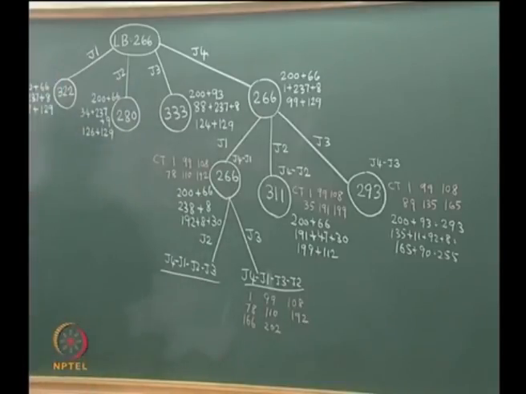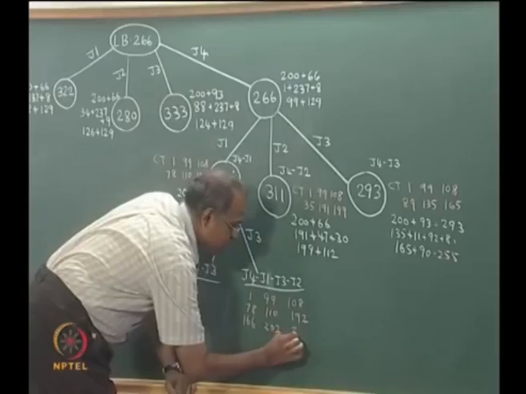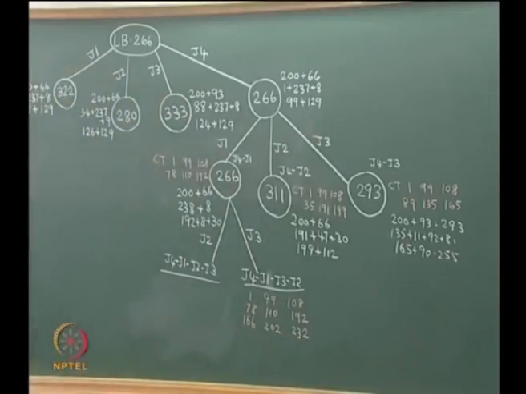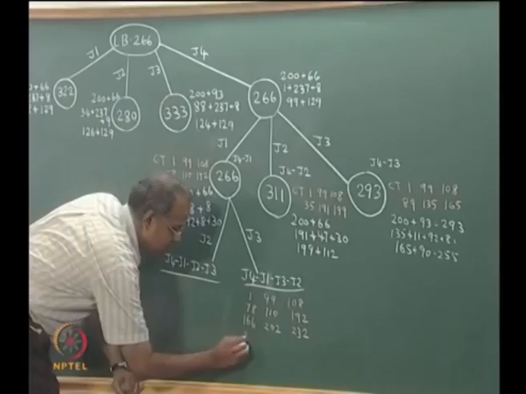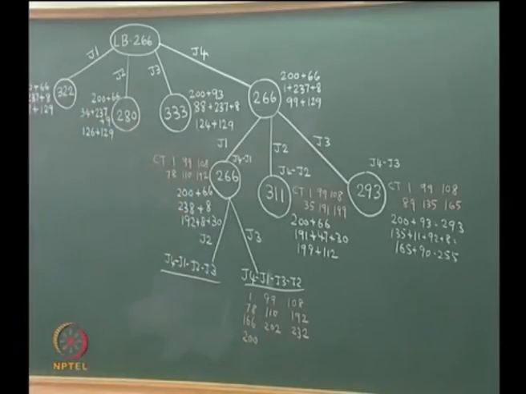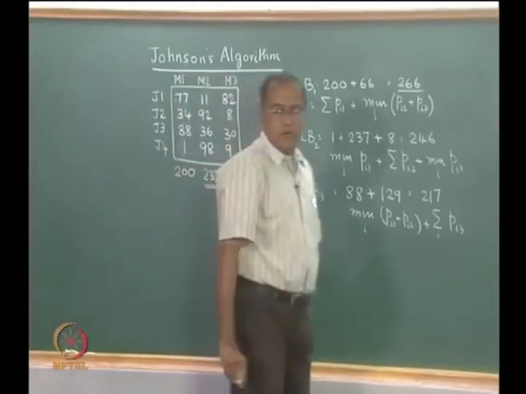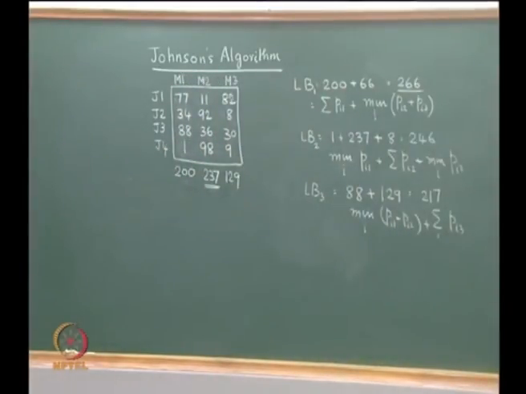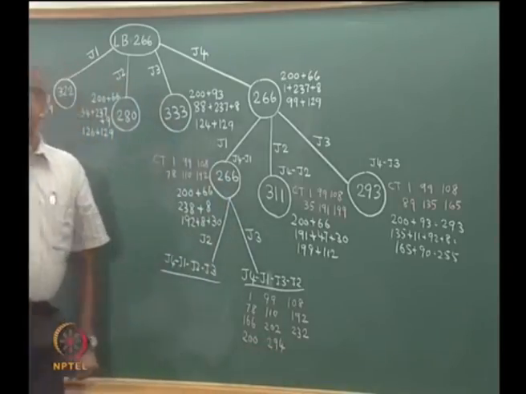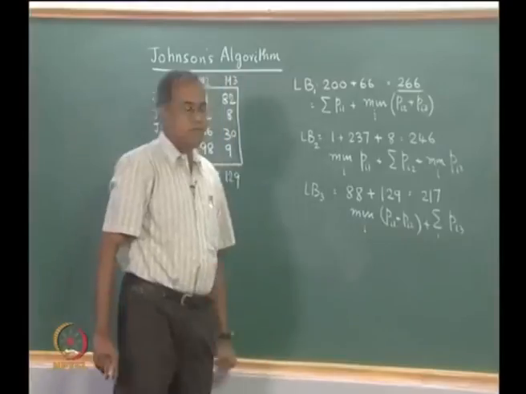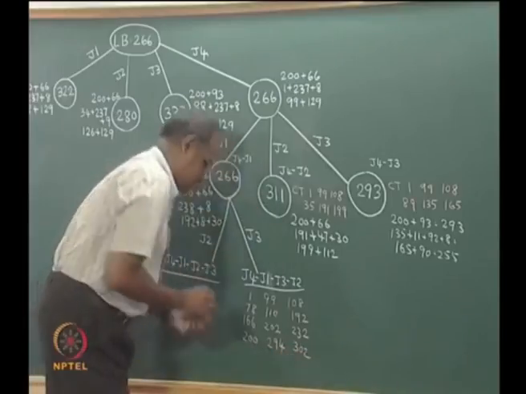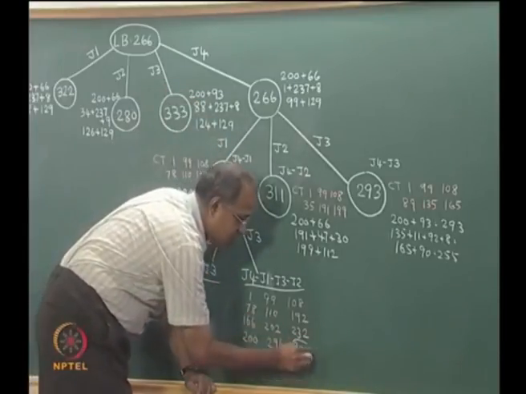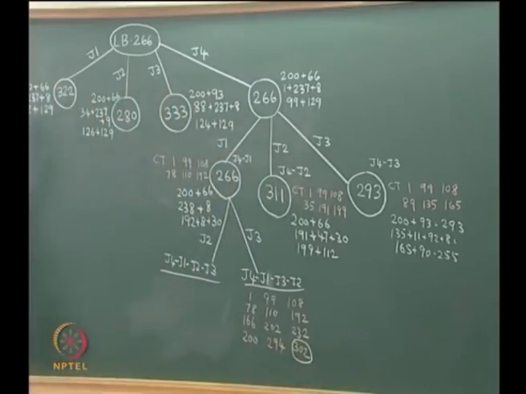At 202 again M3 is free, takes another 30, so 232. Now J2 enters at 166 plus 34 is 200, waits till 202 for M2, takes another 92, so 202 plus 92 is 294. So at 294 M3 is free, so it goes to M3 and comes out at 302. Now 302 is the make span associated with this sequence.